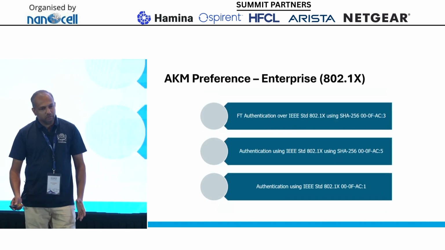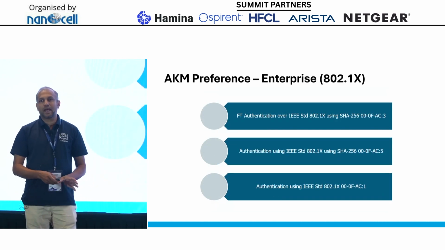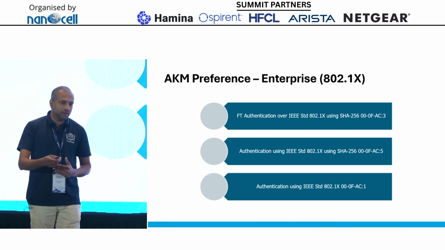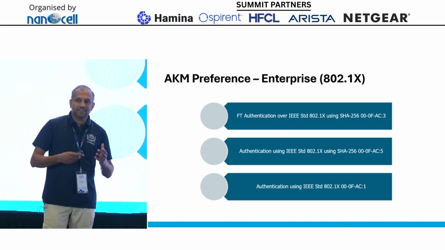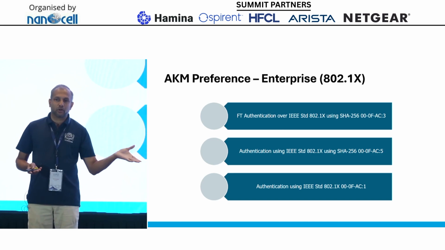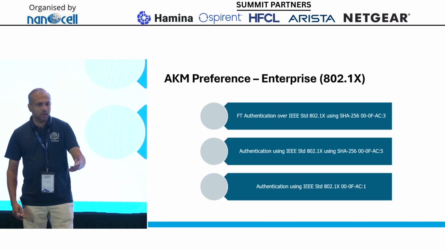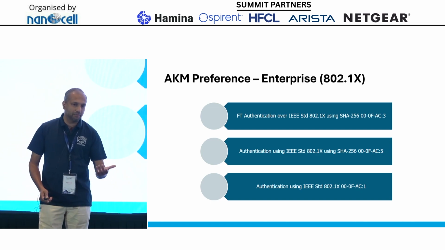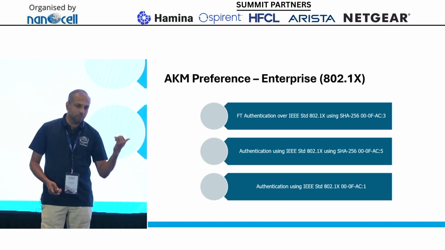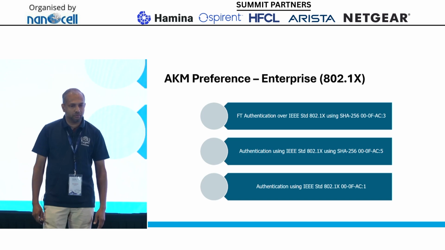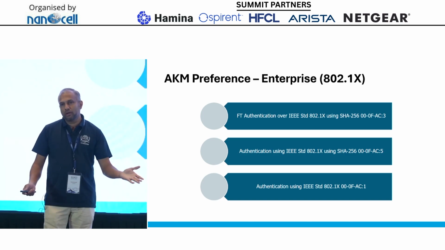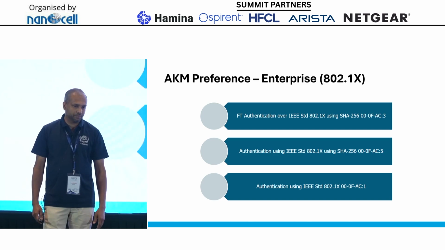But the enterprise environment is a bit simpler. You don't have that many AKMs. That's one reason why enterprise deployment is a bit more successful compared to personal. Here, you have fast transition enabled AKM 3. If not, you go to the WPA3 AKM, value 5. Failing that, you fall back to AKM value 1.